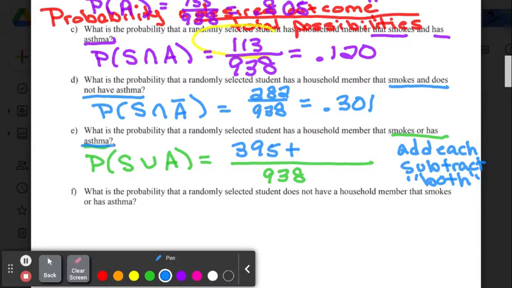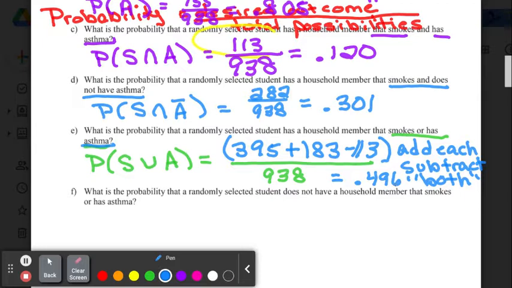And asthma, that total is 183. Now you need to find the intersection of smoking and asthma, which is 113. So we're going to subtract that. So when you put that in your calculator, you can add up the total on top and divide by 938. You get, I'm running out of space, 0.496.